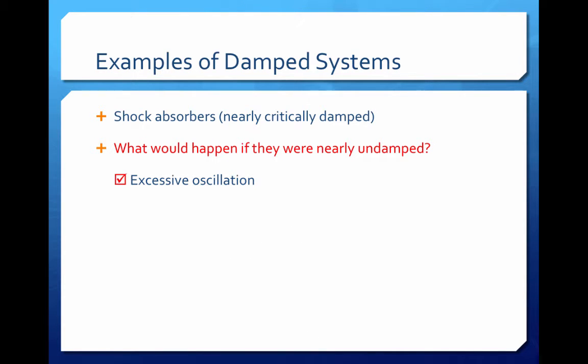So shock absorbers in cars make a system nearly critically damped. If we didn't have them, you would be bouncing up and down with excessive oscillation if you drove over a pothole.